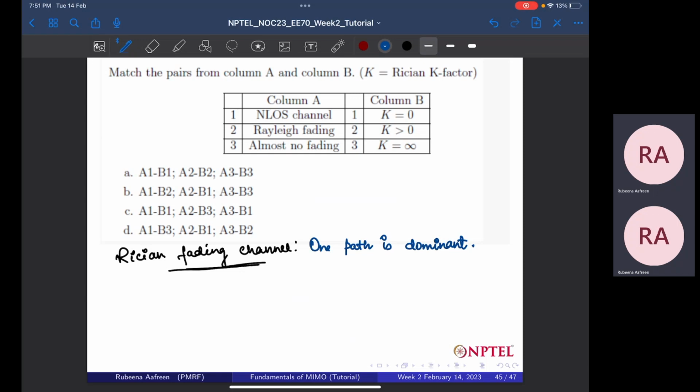So the power profile for Rician fading channel is given as P of alpha equals x upon B naught exponential minus x square plus s square upon 2 B naught. This is a Bessel function of first order.